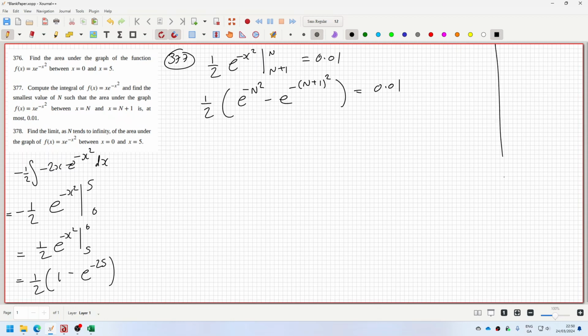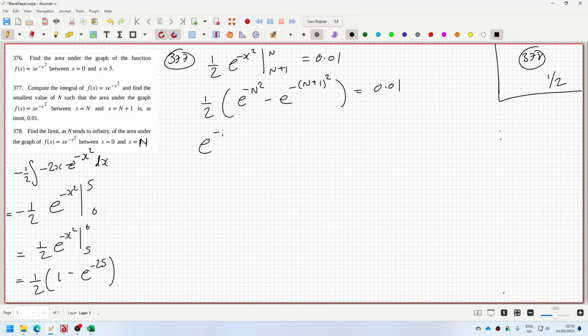By the way, I can see what the answer for 378 is. Find the limit as n tends to infinity, the area under the graph. Do they mean n here and not 5? That would make more sense because I would see that's going to a half. So I'm not quite sure what they mean here. I'll have to open a ticket about that one. But anyways, back to this.